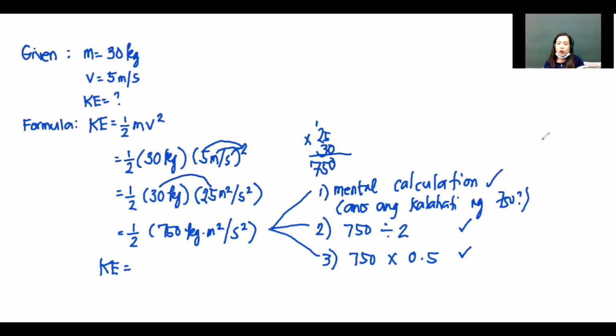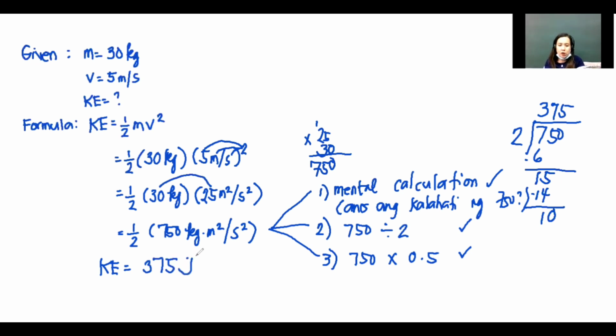If you will try to divide 750 by 2, 7 divided by 2, you can get 3. 3 times 2 is 6. 7 minus 6 is 1. Then bring down 5. 15 divided by 2 is 7. 7 times 2 is 14. 15 minus 14 is 1. Bring down 0. 10 divided by 2 is 5. So the answer is 375 J, because J is also equivalent to kilogram meter square per second square.